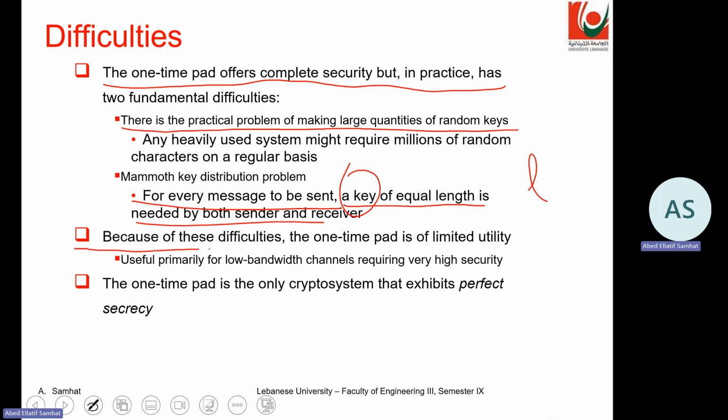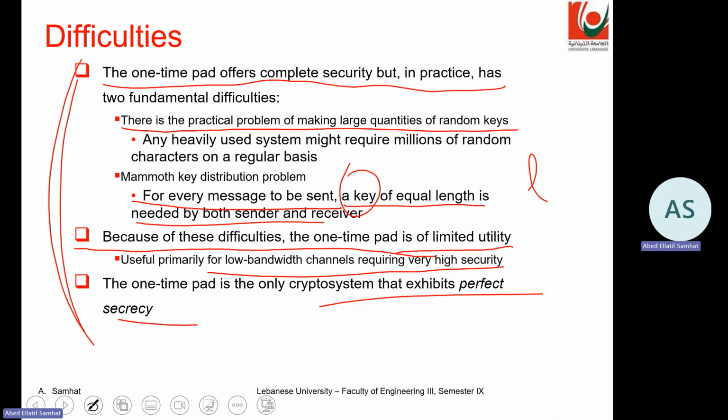Because of this difficulty, the one-time pad is of limited utility. It is used really for low bandwidth channels that require very high security, and it's considered perfect secrecy because we are using the key only once. Okay. So it's typically used in applications when you want to share only, let's say, one message, and after that you can move to another system. Okay.